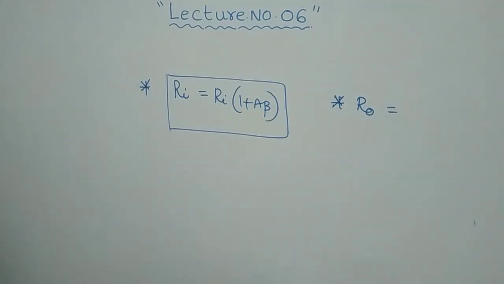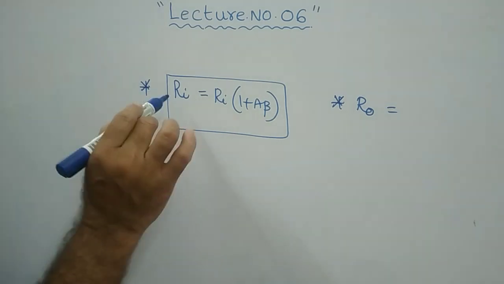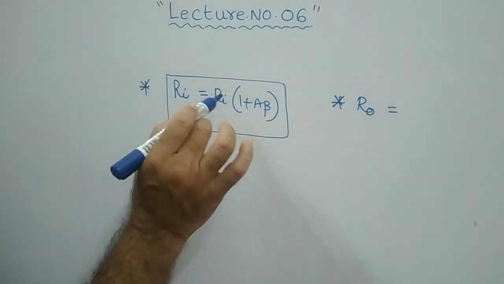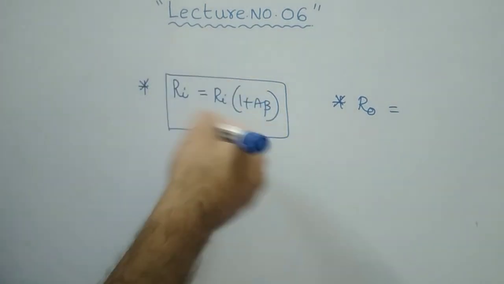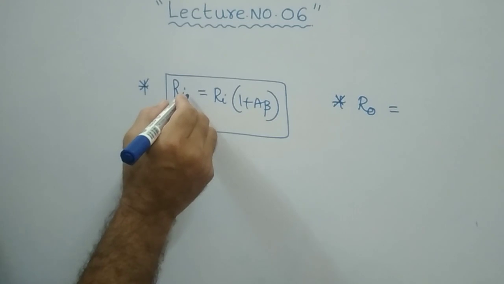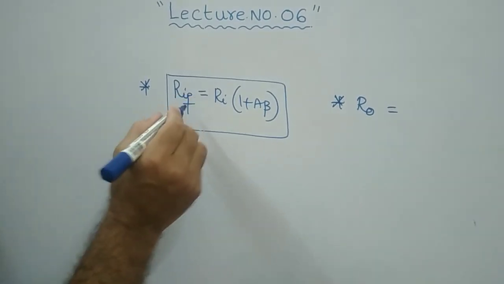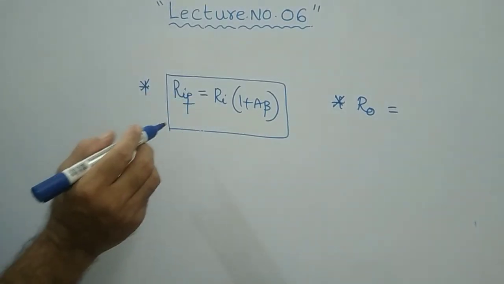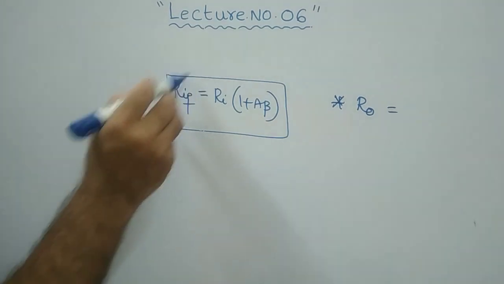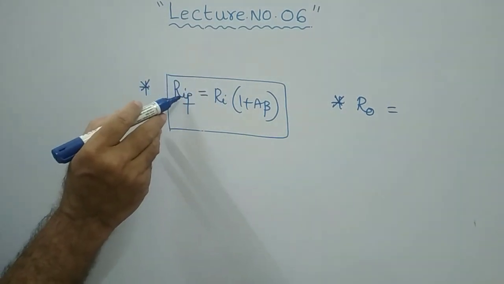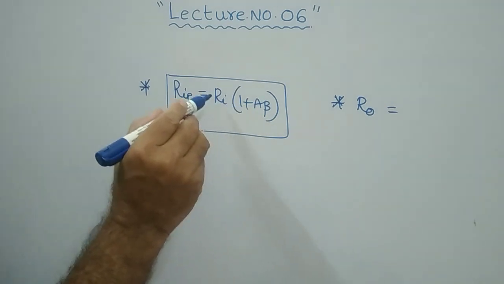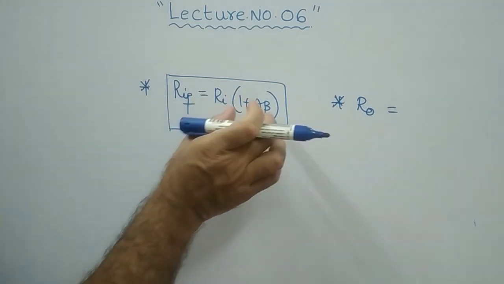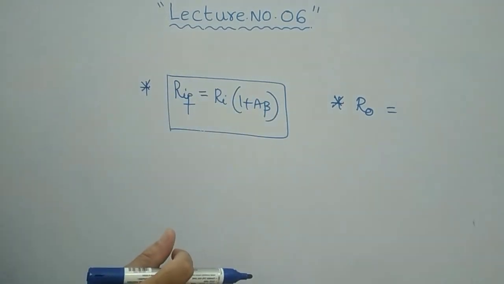Because of the series connection, the impedance will increase. How much will it increase? It increases to Ri times 1 plus A beta. You can call this newly increased impedance RIF, the input impedance with feedback. With feedback, if it is a series connection, the input impedance with feedback will increase by this factor: the actual input impedance multiplied by 1 plus A beta.